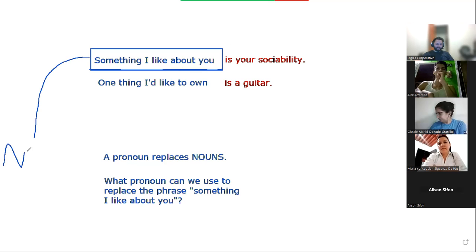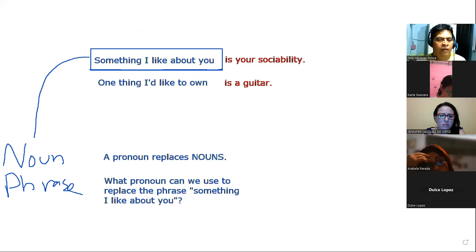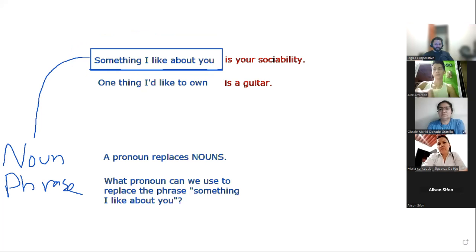Now, the noun phrase, right? This is called a noun phrase, because it is a noun, okay? So I'm asking you, what pronoun can I use to replace this noun? Pronoun. Something I like about you. No, maybe? No. Pronoun, guys. Okay.